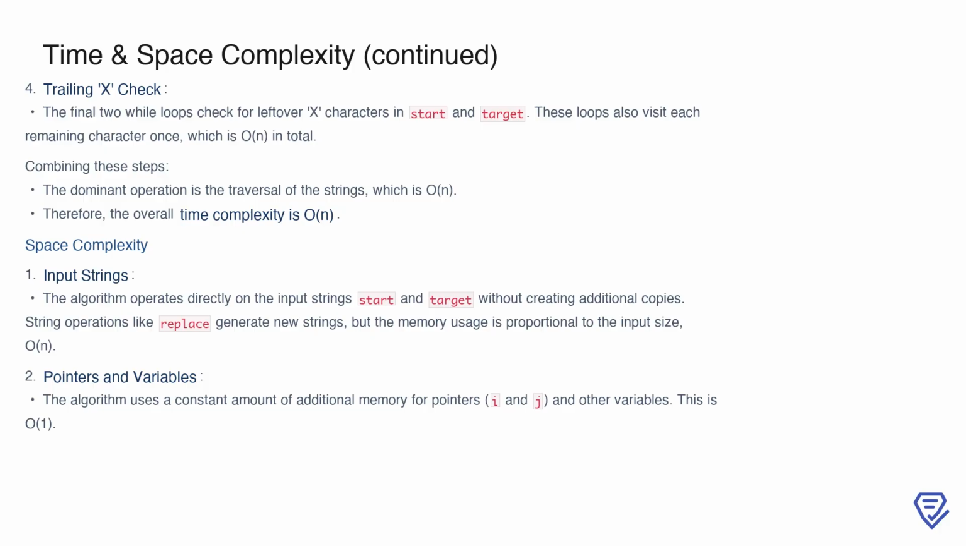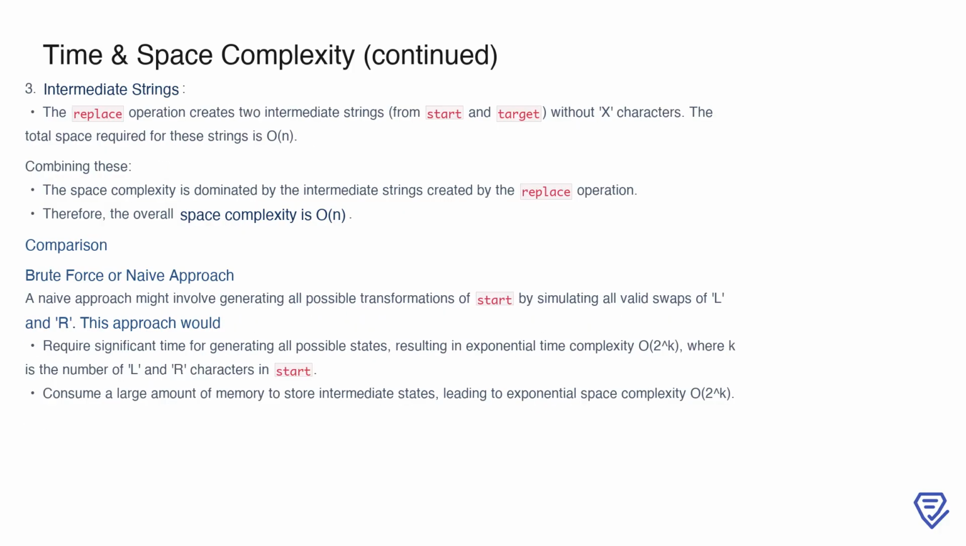Looking at the space complexity, the algorithm operates directly on the input strings without creating additional copies. While operations like replace generate new strings, the memory usage is proportional to the input size, making it O(n). Additionally, the use of pointers and other variables requires only a constant amount of memory, contributing O(1) to the space complexity. The replace operation also creates two intermediate strings that exclude x characters from start and target. Since these strings are derived directly from the input, the total space required for them is O(n). When we combine these factors, the space complexity is dominated by these intermediate strings, resulting in an overall space complexity of O(n).